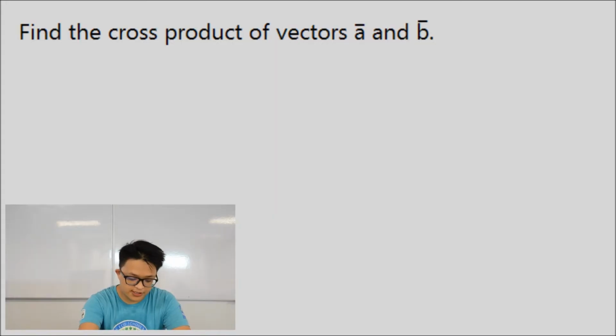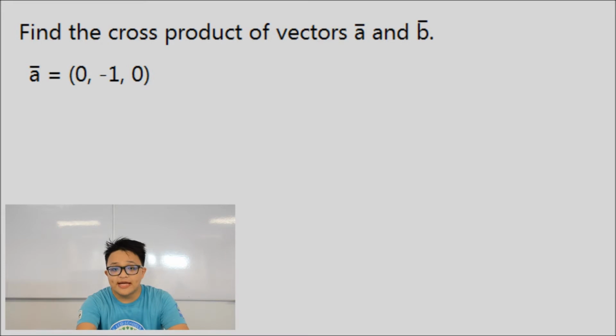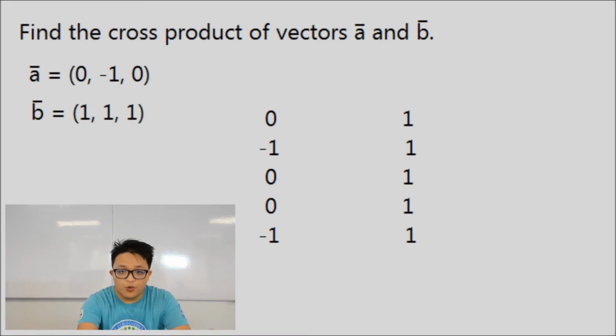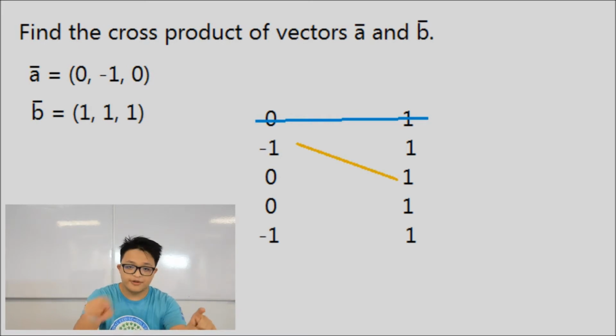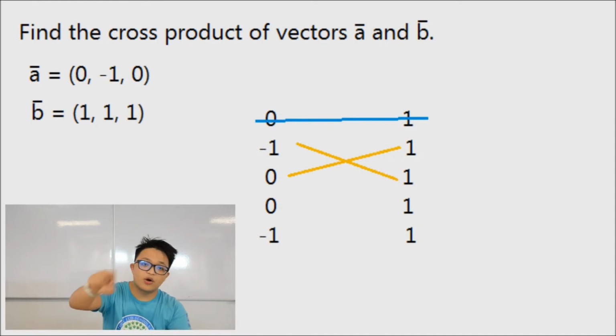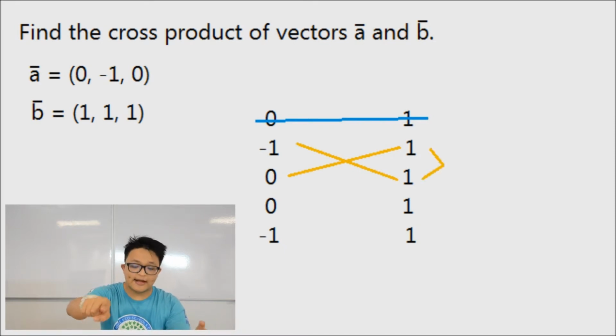So given two vectors, A and B, for A it's 0, negative 1, and 0, and for B it's 1, 1, 1. So we're going to do this exactly the same way as how Estelle did it just now. We're going to cancel off the first two numbers, and then we're going to link this negative 1 here to the 1 here, and then minus off the 0 times 1 here. And you will get negative 1, because negative 1 minus 0 is negative 1.